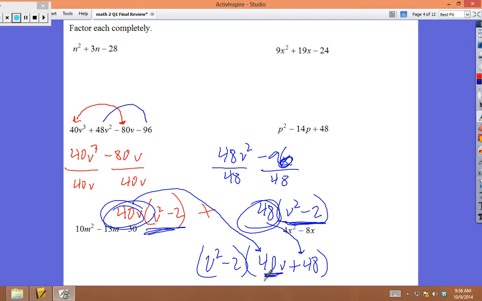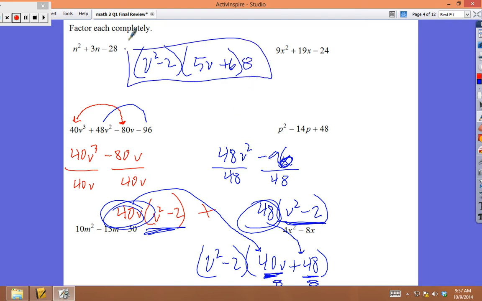You can factor out of 40 and 48, you can factor an 8 out of each. So if you divide them both by 8, that's going to leave you with v squared minus 2 in one group, and in the other group, if you divide that by 8, that's 5v, and if you divide that by 8, that's 6, and then put an 8 right there times 8. So those are your factors. There's kind of 3 factors: 8, 5v plus 6, and v squared minus 2.